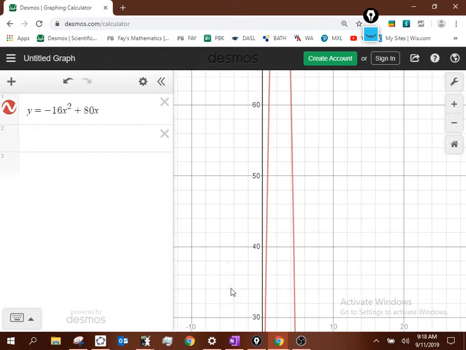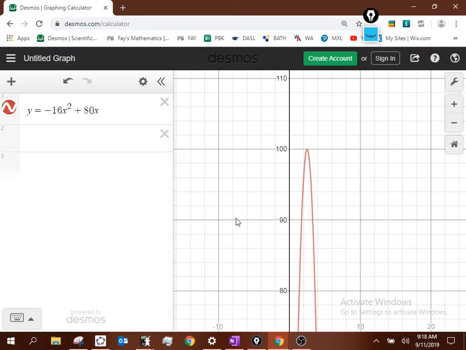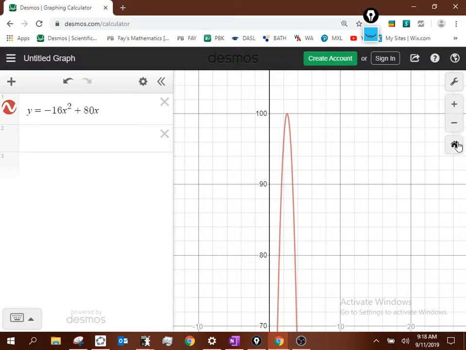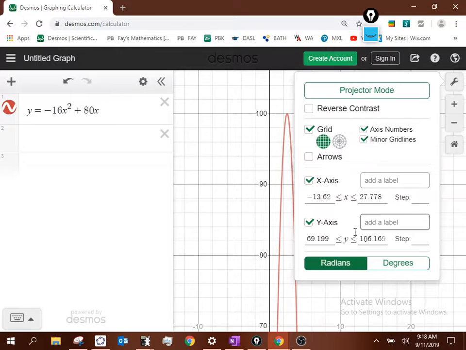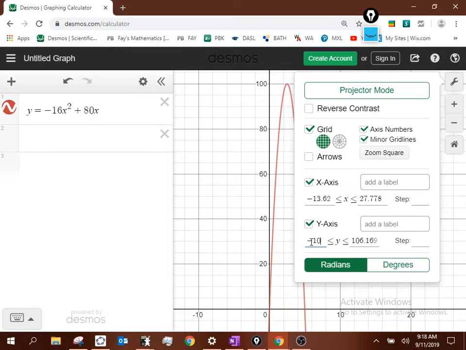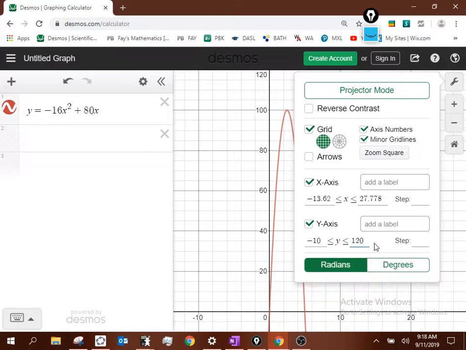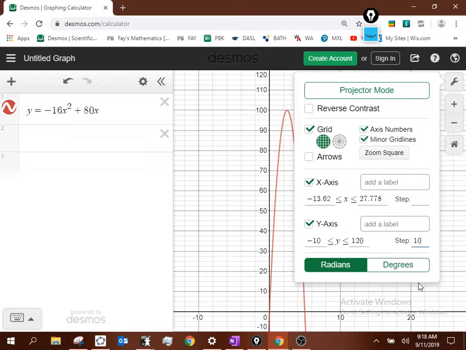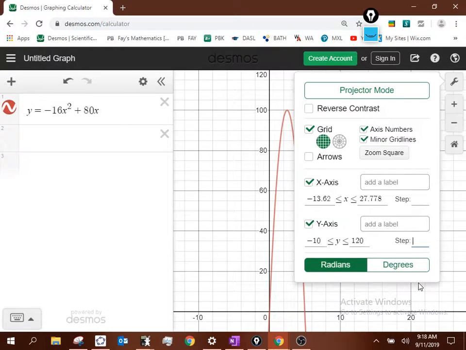If I even zoom out, it's going up to 100. So let's set the y-axis to go from negative 10 to 120. Let's go by steps of 10. I don't like that. 20.